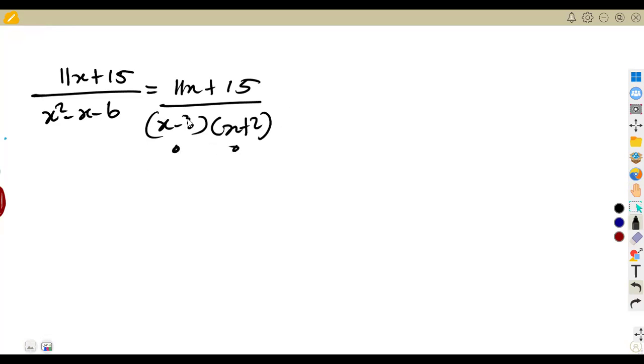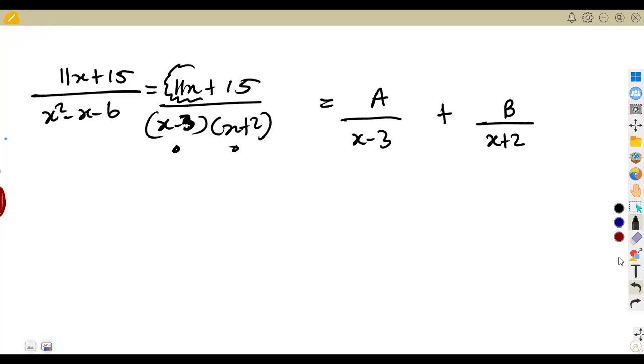Again, we've got linear terms. So this will be equal to a over the first bracket, x minus 3, plus b over the second bracket, which is x plus 2. So by equating the numerators now, we are working with 11x plus 15. So this numerator of 11x plus 15 must be equal to a.